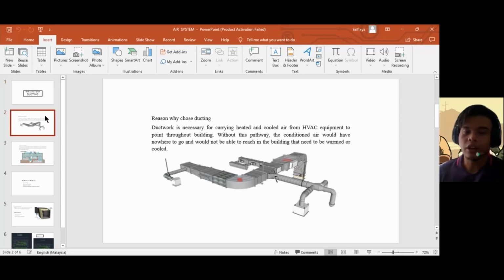So why are we choosing a ducting system as the air system? Ducting is necessary for carrying heating and cooling air from HVAC equipment to points throughout the building. Without this pathway, the conditioned air would have nowhere to go and would not be able to reach the areas of the building that need to be warmer or cooler. From this picture, this is our example of the ducting system.